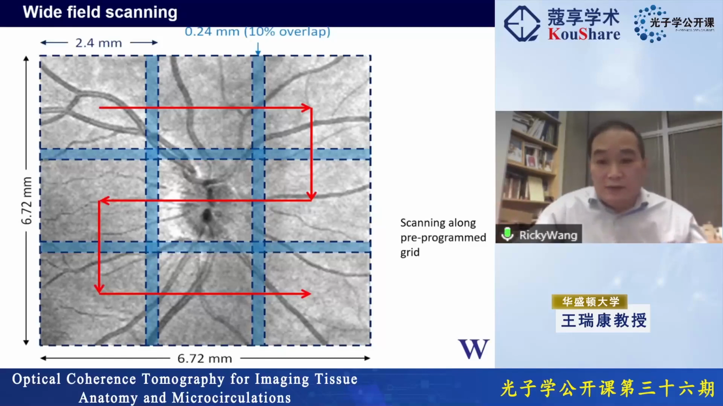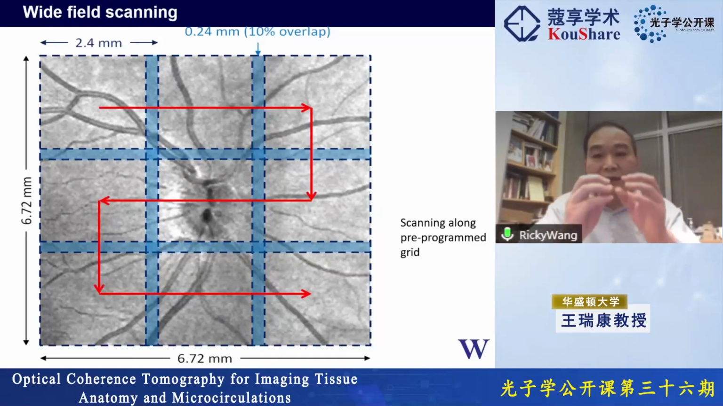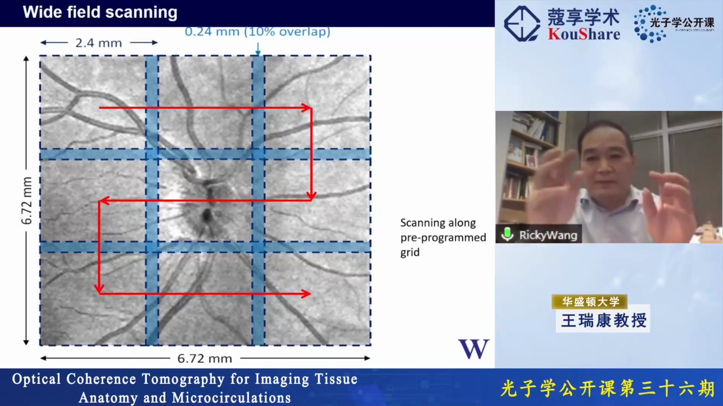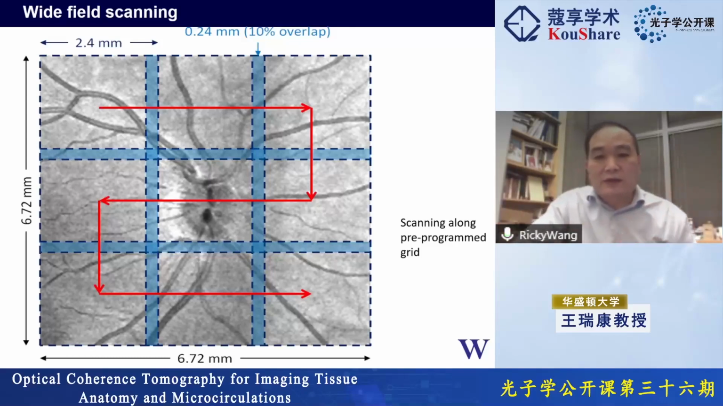To look at the wider field of view, motion tracking will help because motion tracking gives you the ability to scan different patches or different cubes at different positions, right? So in this case, if you scan 9 different cubes in one go, you can stitch them together to form a wide field of scanning.